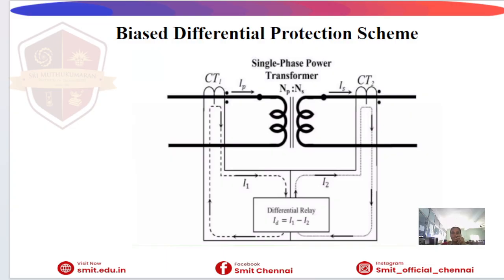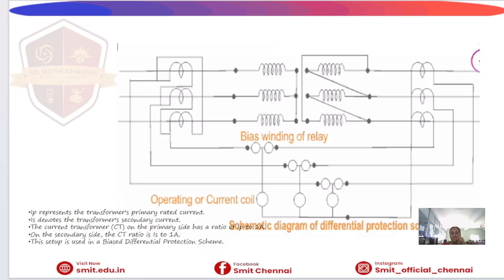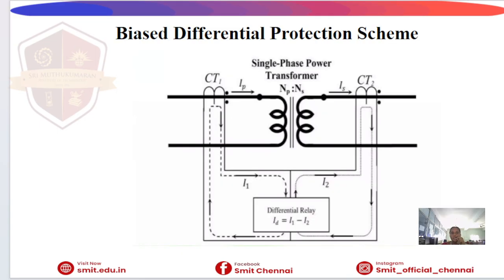Next, biased differential protection scheme. This is a circuit diagram of biased differential protection. In this method, CTs are used on both primary and secondary sides. It improves stability and avoids false tripping. Biasing helps to handle errors due to external faults. It is widely used for reliable protection. The differential relay is inactive in normal operation, and active in fault conditions.